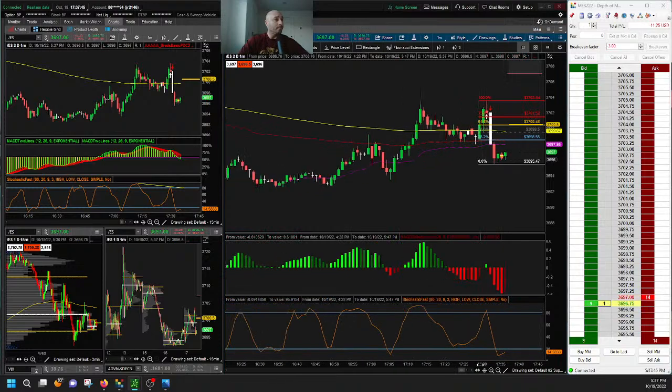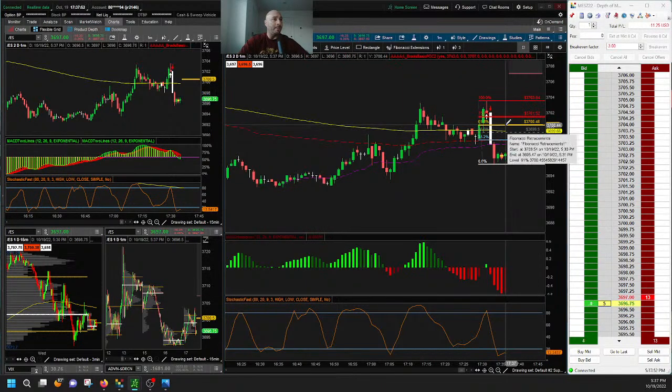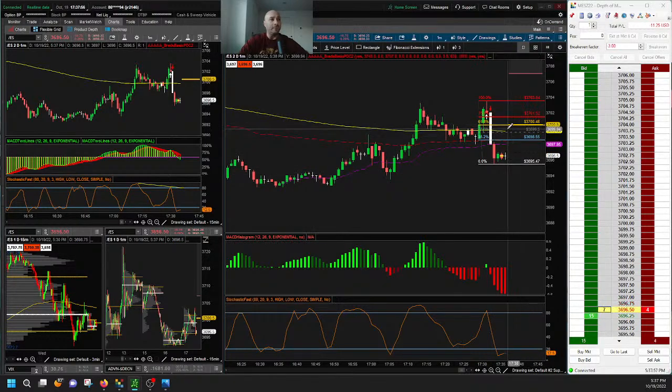So right here, we see we're kind of down in the slope. I would really love to see a bounce, probably back up to this 3,700 level, and then a roll back over. That's what I'd be looking for.